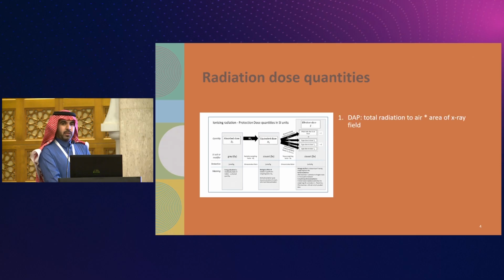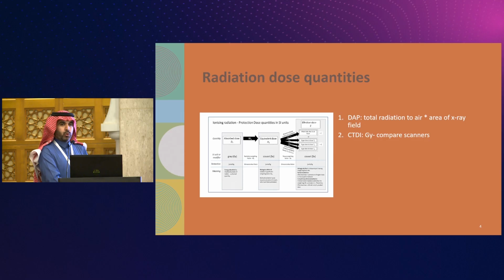We have some indices. For example, in radiography, we have something called dose area product, and that's the total radiation to air multiplied by the area of the X-ray field. It's not absorbed dose, it's not effective dose at all, but it will give us an indication of the output of the tube. We have CTDI in CT scan.